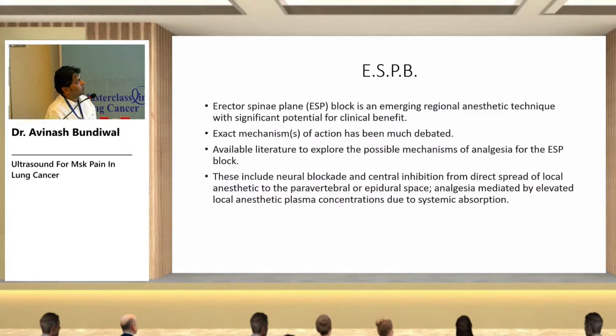So erector spinae plane block is an emerging regional anesthesia technique with significant potential of clinical benefit. Exact mechanism is much debated, but according to current literature, it involves central inhibition from the direct spread of local anesthetic to the paravertebral or epidural space, and analgesia mediated by elevated local anesthetic plasma concentration due to systemic absorption. So due to bath of the paravertebral or epidural space, this erector spinae plane block is useful in many of the patients. And the second advantage of erector spinae plane block is that it is easy to perform with fewer complications, and paravertebral block requires a little bit of skilled hand.